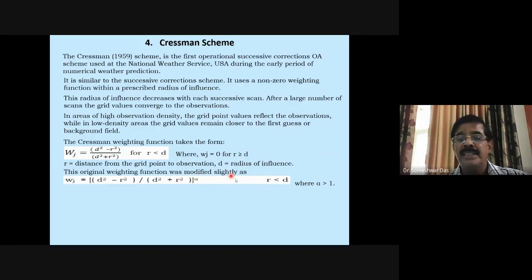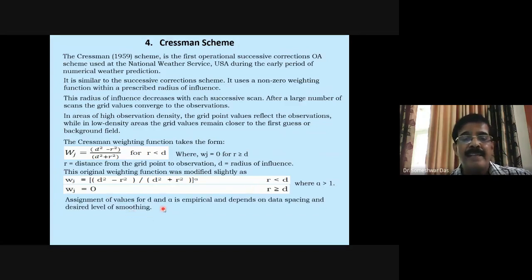So this weighting function is true if r is less than d. That means the distance between the observation and the grid point is less than the radius of influence, then this is what is used. And alpha is an empirical tuning factor which is greater than 1. W is equal to 0 if r is greater than or equal to d. That means your observation point is far away from the grid point where you are trying to interpolate. Assignment of values for d and alpha is empirical and depends on data spacing and the desired level of smoothing.